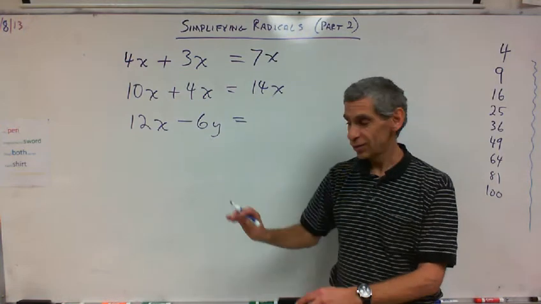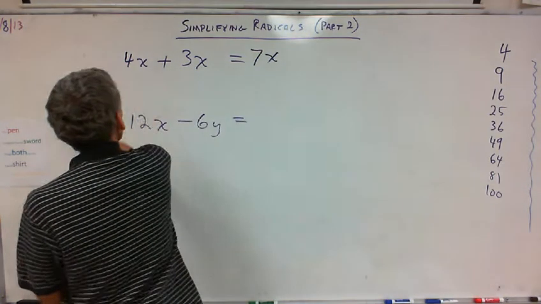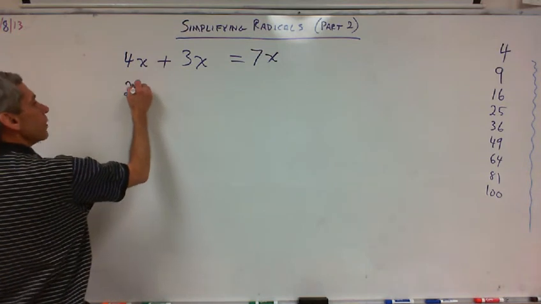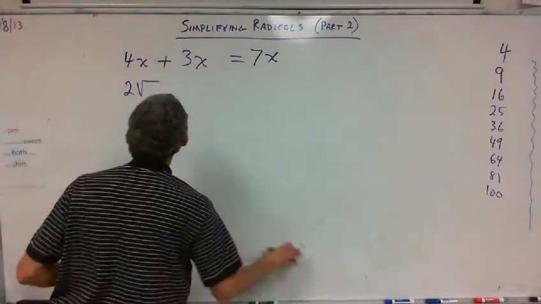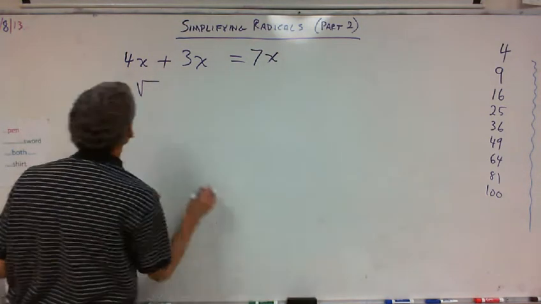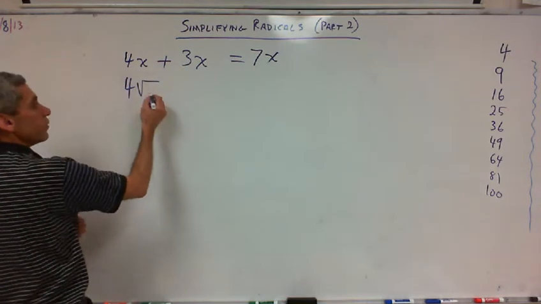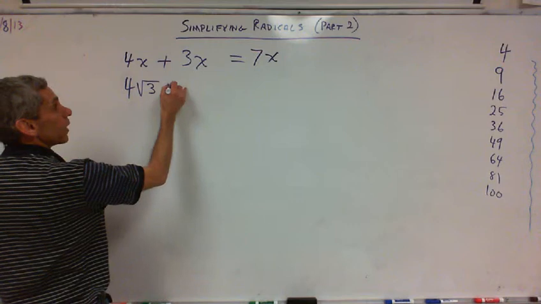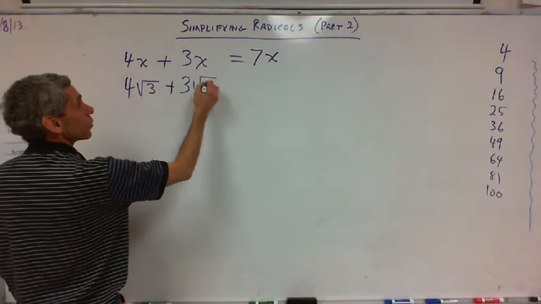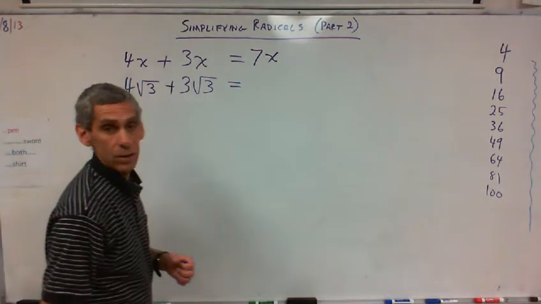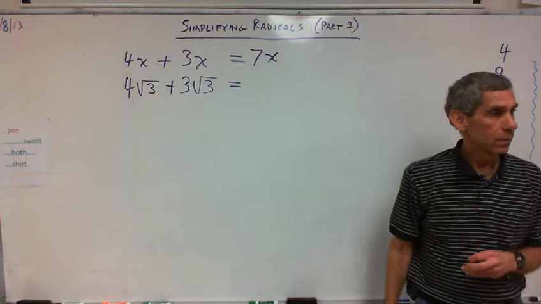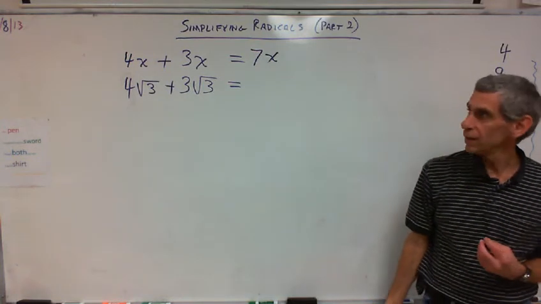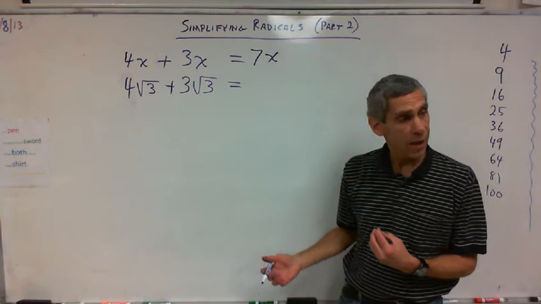All right. So, similar to my top one, what would this equal? I'm going to use the same numbers: 4 times the square root of 3 plus 3 times the square root of 3. What does that equal? 7 times the square root of 3. Does it really? Yes. Think about it.